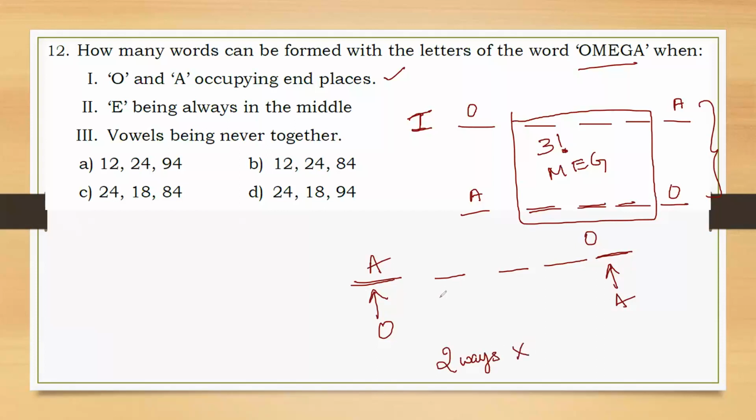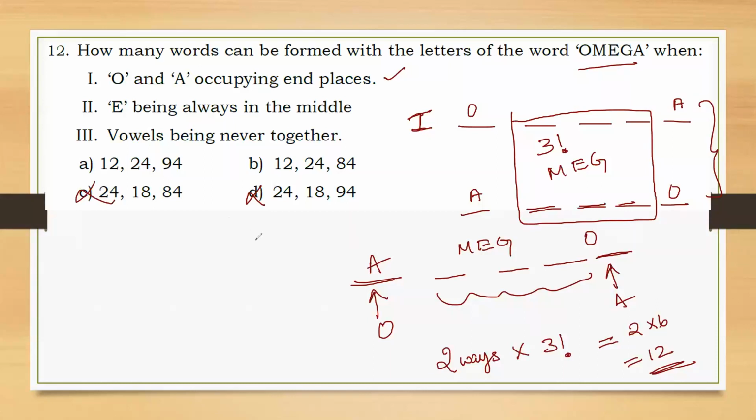Is it clear? Then the remaining 3 places must be occupied with the remaining 3 letters. So 3 places, 3 letters: 3 factorial. So 2 into 6. The answer is 12. The first one's answer is 12, so options C and D are eliminated. Yes, Siddharth, correct.